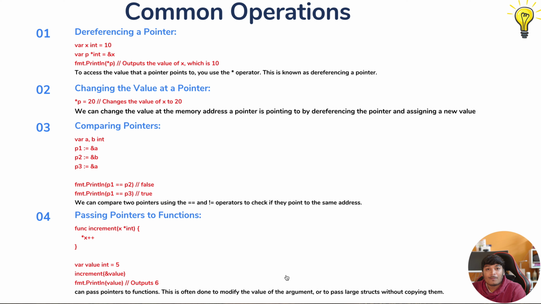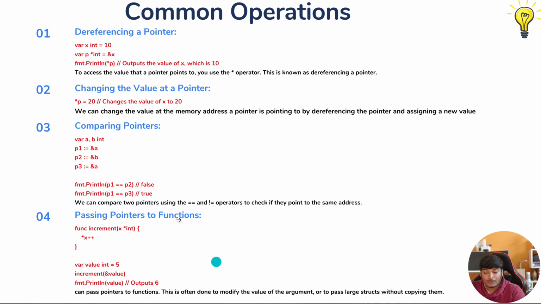Now point 3, which is comparing pointers. How can you compare pointers? Very easy. For example, I have two variables, a and b, and both are integer type. Then in the variable p1, we are storing the memory address of a. Then in the variable p2, which is a pointer variable, we are storing the memory address of b. Then in pointer 3, using the shorthand, we are storing the memory address of a. Then how can we compare? We can use the equality operator. You are checking whether p1 equals p2 or not, p1 equals p3 or not, and it will return true or false.